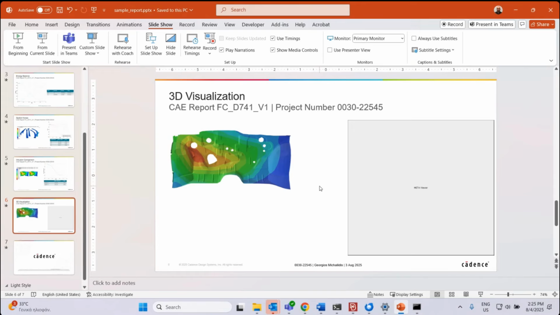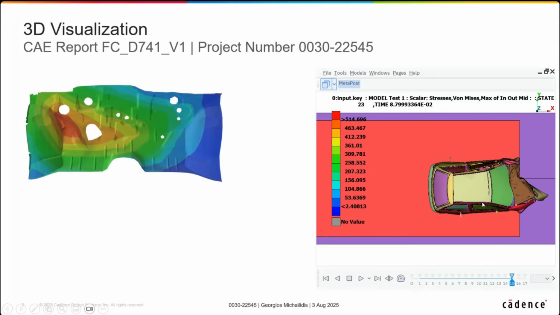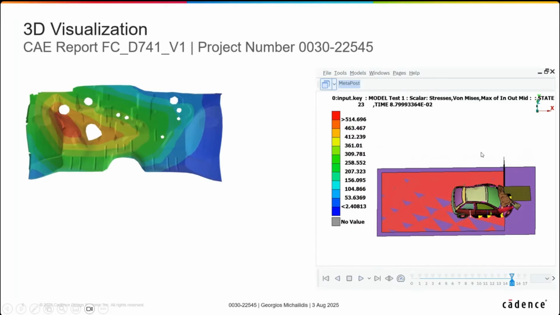To view and interact with the Meta Viewer, we'll need to start the presentation in presenter mode. Once we do that, the Meta Viewer launches with the project file we linked earlier, giving us full interactive access to the model, including all capabilities of the Meta Viewer.